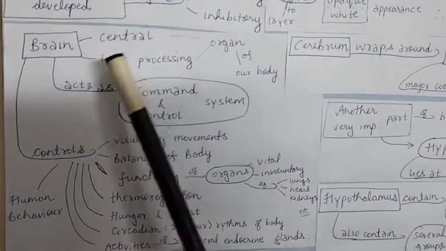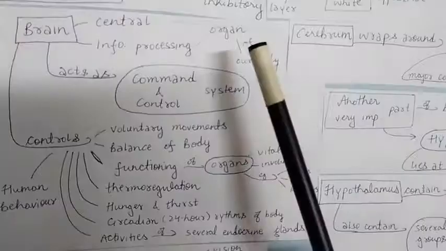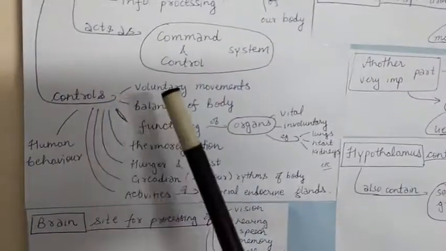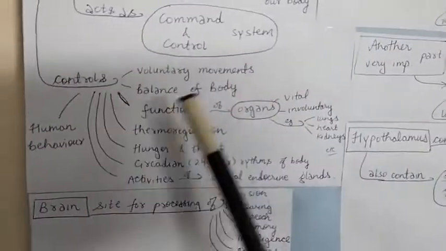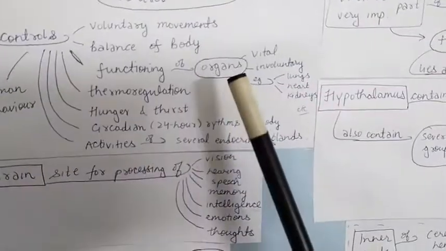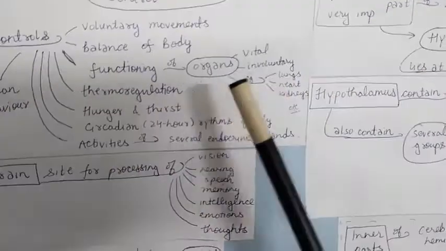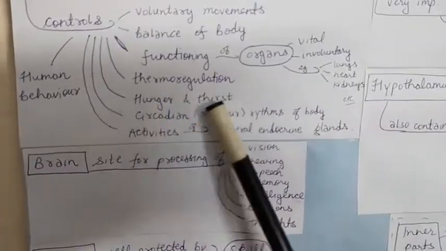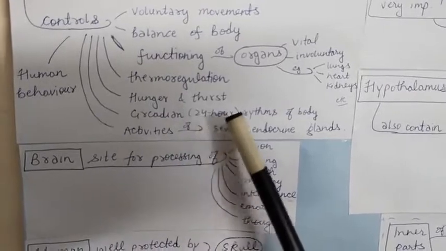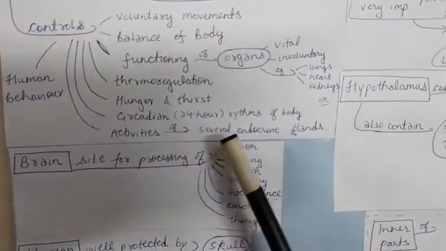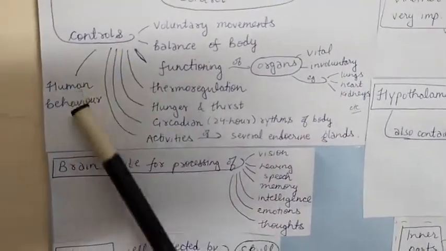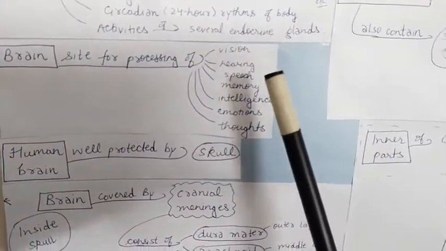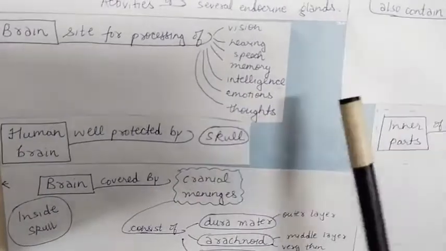The brain is the central information processing organ of our body. It acts as the command and control system. It controls voluntary movements, balance of the body, functioning of vital involuntary organs, for example lungs, heart, kidneys, etc., thermoregulation, hunger and thirst, circadian, that is 24-hour, rhythms of the body, activities of several endocrine glands, and human behavior. The brain is the site for processing of vision, hearing, speech, memory, intelligence, emotions, and thoughts.